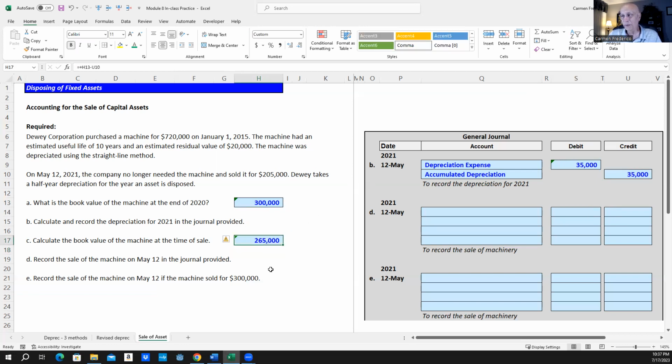At the time of disposal, you're always going to be looking at what is the book value after you bring the depreciation up to date. That's important. First thing you do is bring the depreciation up to date, which we did with a half-year depreciation for 2021. Okay, when we subtracted that depreciation from the book value of 2020 to get the book value at the time of the sale.